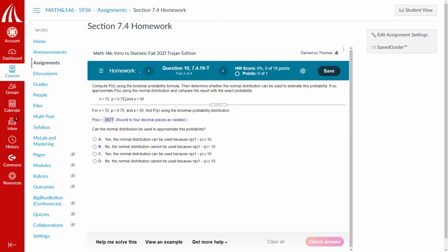But in order to answer this question, you got to double back and make sure that n times p times 1 minus p, which is 0.25, is greater than 10. And you should be good to go.